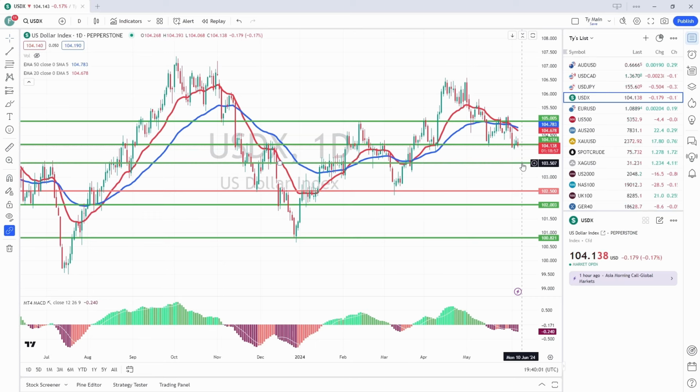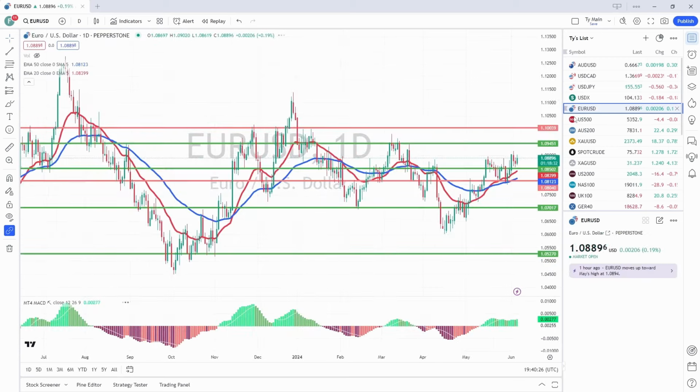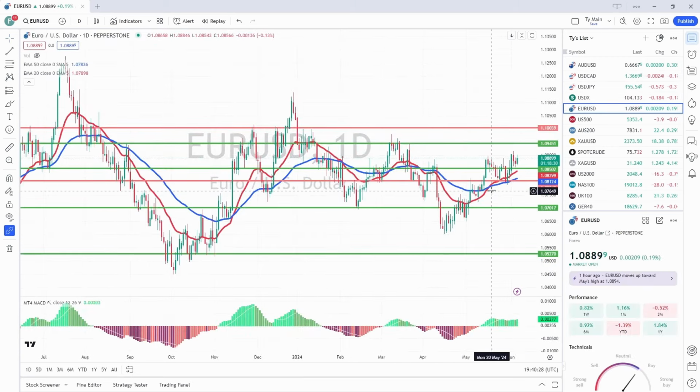So really, it's a do or die level for it. There's no question about that. It needs to hold here. If it doesn't hold at this level, then the 103.50 and the weakness would more than likely set in. Of course, the euro is the one that's going to benefit from that sort of trading. It's looking really, really strong.